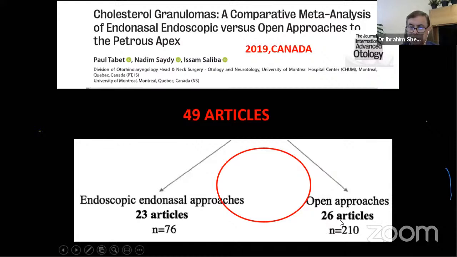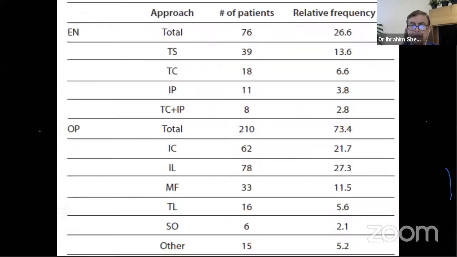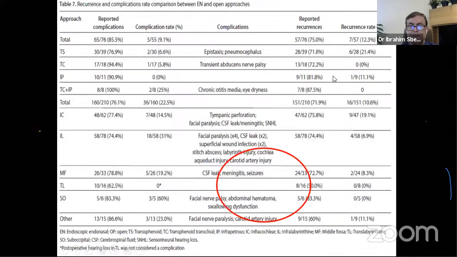You can see that the number here is larger, 210. Here it's only 76, but still one can reach these two comparisons. They looked at the endoscopy and the open approach, the number of patients, and the frequency. They also looked at the complications and the recurrences. Very detailed, most pleasurable reading article.